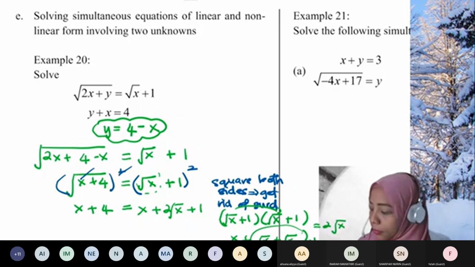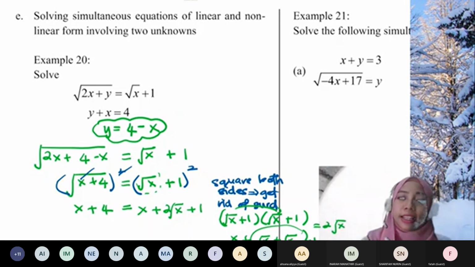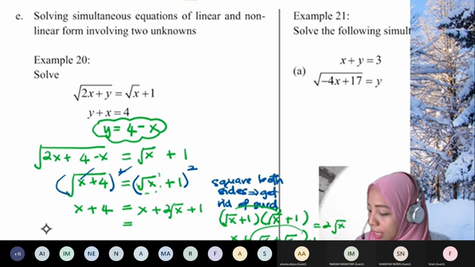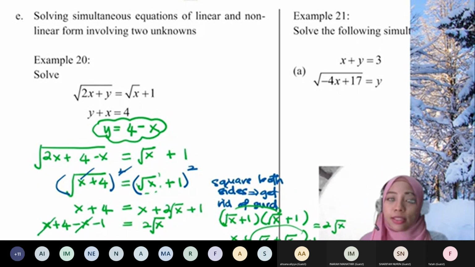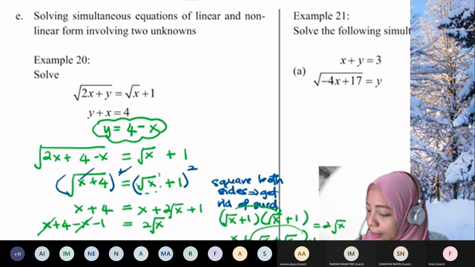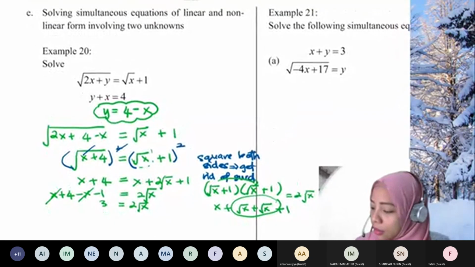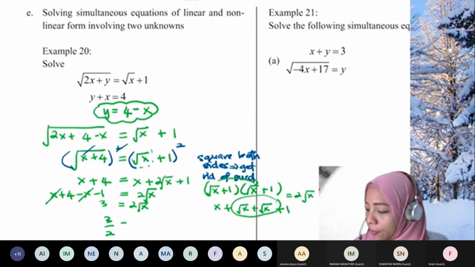Okay, sekarang you bring all the linear function to the left. You remain the square root on your right hand side. Okay. So x plus 4 minus x minus 1 equals 2 square root x. Okay, kita dah susun. So x dengan x dah cancel. 4 minus 1 dapat 3, equals 2 square root x. Alright, so 3 over 2 equals square root x. Okay, again you want to square both sides.